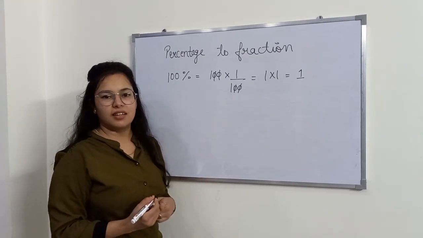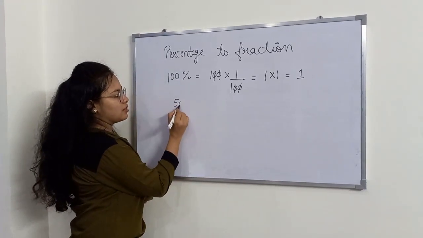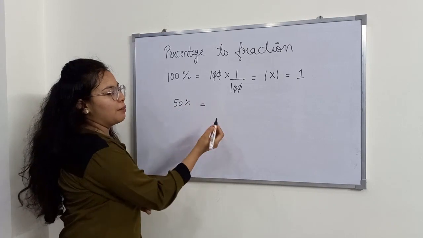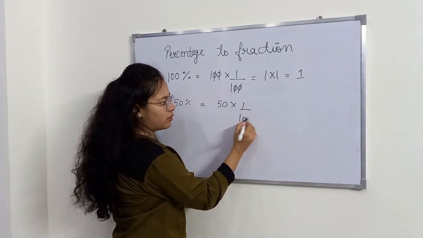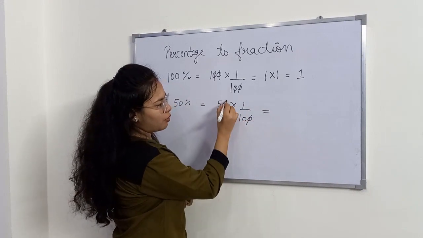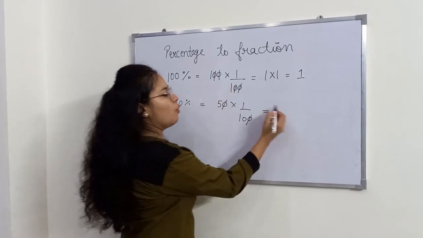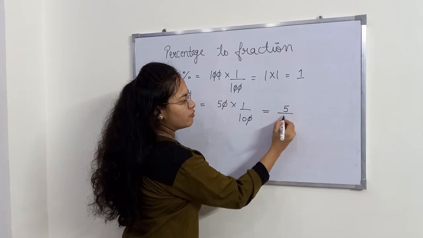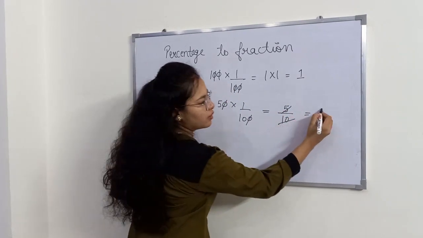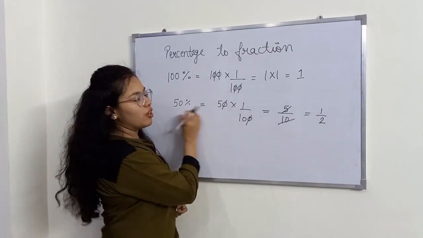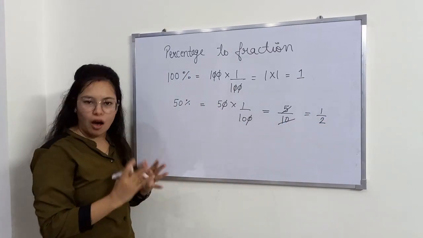Now let's take another example, 50%. 50% of any number means 50 multiplied by 1 by 100. Eliminate the zeros as we did earlier. 5 multiplied by 1 is 5 divided by 10. Simply cut them with the table of 5. That is 1 upon 2. That means 50% of any number is its half.